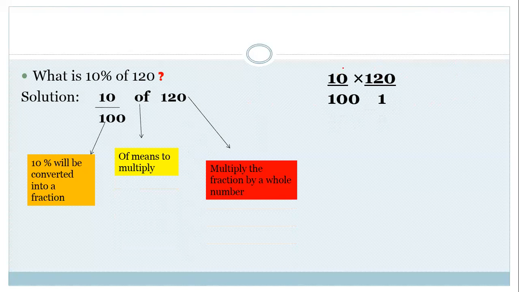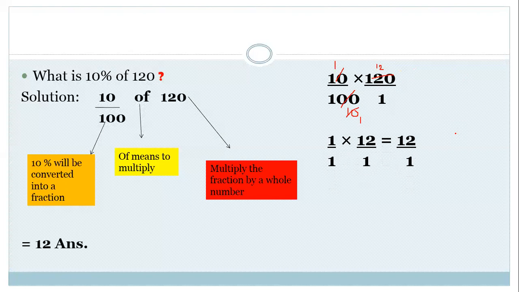Now here we will do simplification. 10 times 1 is 10 and 10 times 10 is 100. We can do more simplification here. 10 times 1 is 10 and 10 times 12 is 120. So we will get 1 times 12 and in the denominator 1 times 1. 1 times 12 is 12 and 1 times 1 is 1. Since in the denominator 1 does not make any value, we will say 12 is our answer.